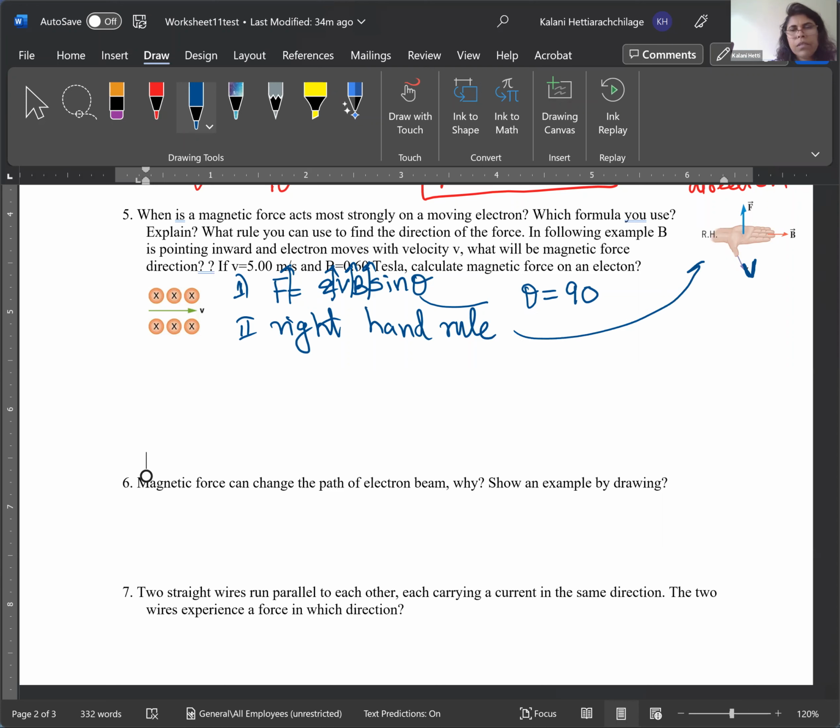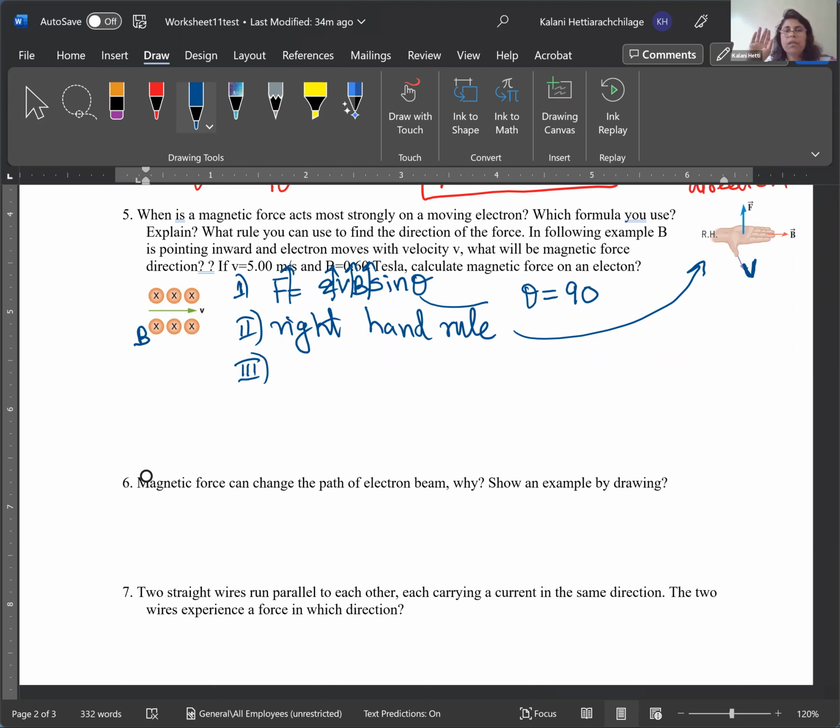Okay, right-hand rule, this one. In the following example, B is pointing inward and you have velocity to the right direction. What will be the magnetic force direction? So now we need to find the magnetic force direction in the figure, right?